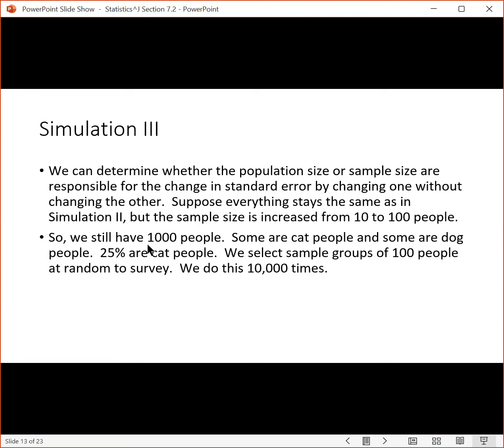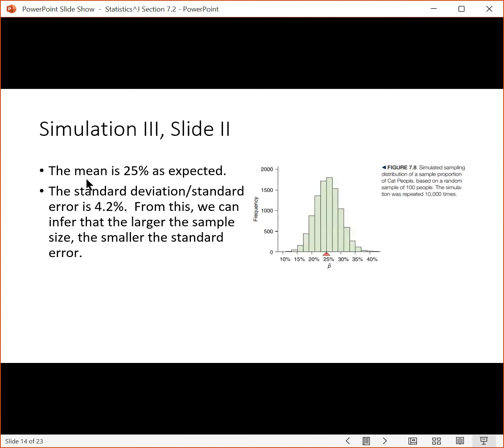All right, so we still have 1,000 people. Some are cat people and some are dog people. 25% are cat people. We are going to select groups of 100 now. And then again, we're still going to do this 10,000 times. And boom, we got our result. The mean is 25% as expected.